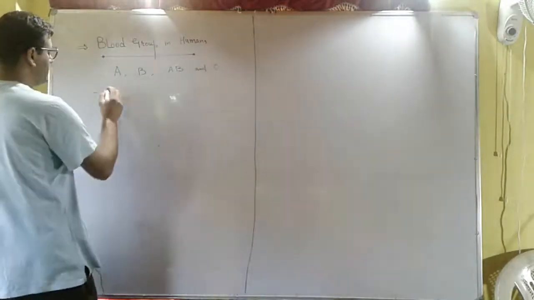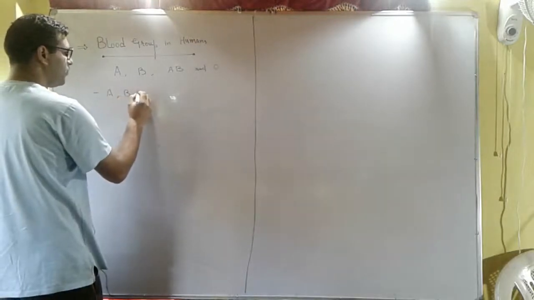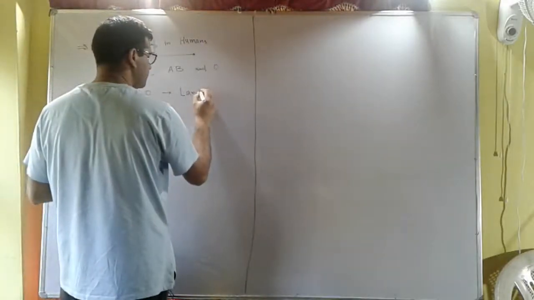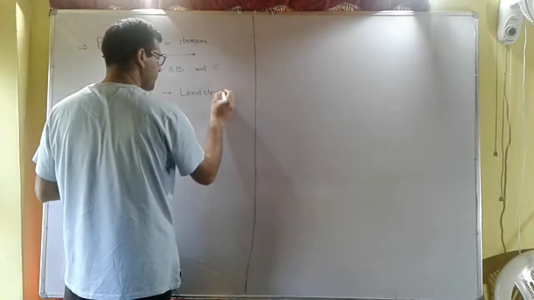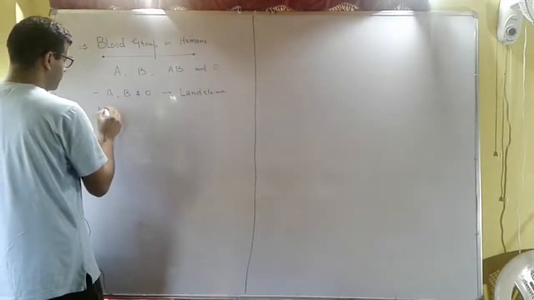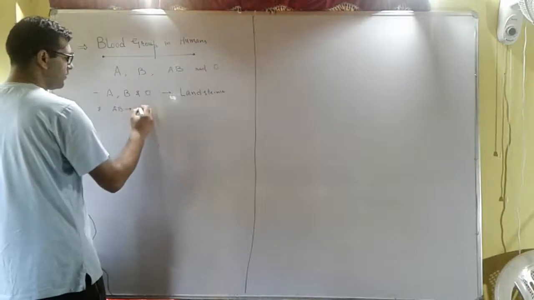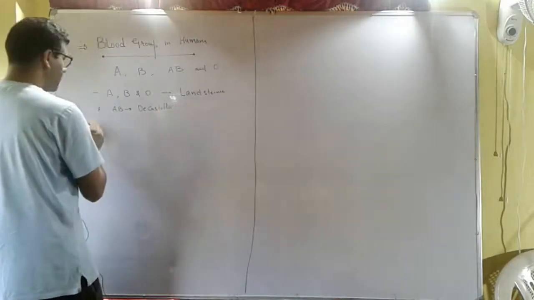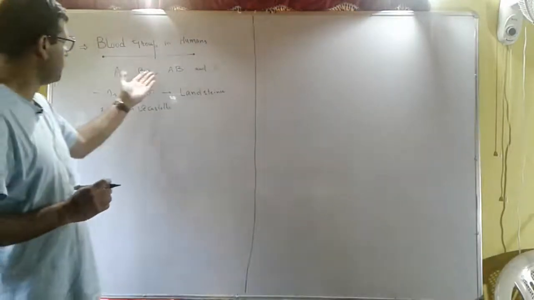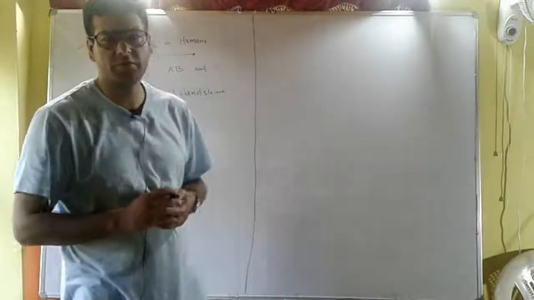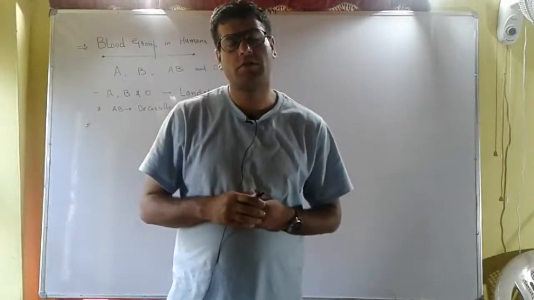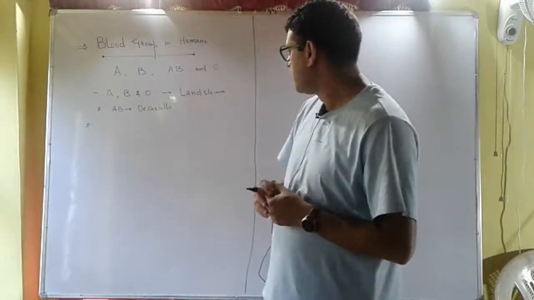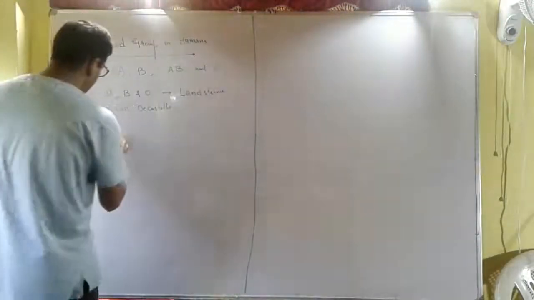Blood groups A, B, and O were first discovered by Landsteiner, and blood group AB was discovered by De Castillo. These four blood groups, A, B, AB, and O, are classified on the basis of antigens or glycoproteins present on the surface of RBCs.